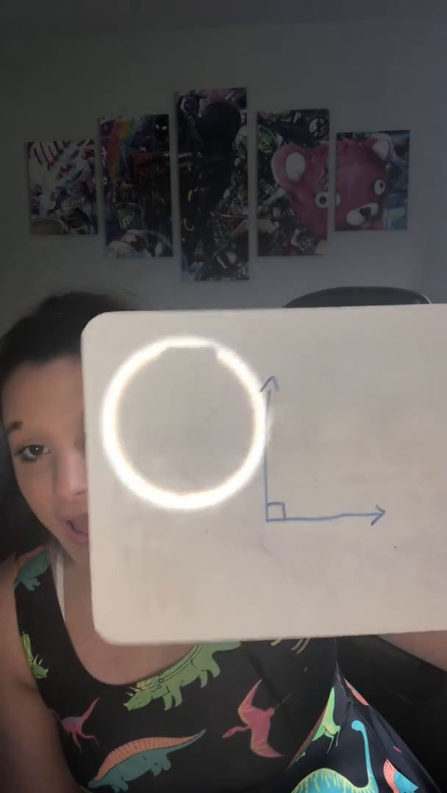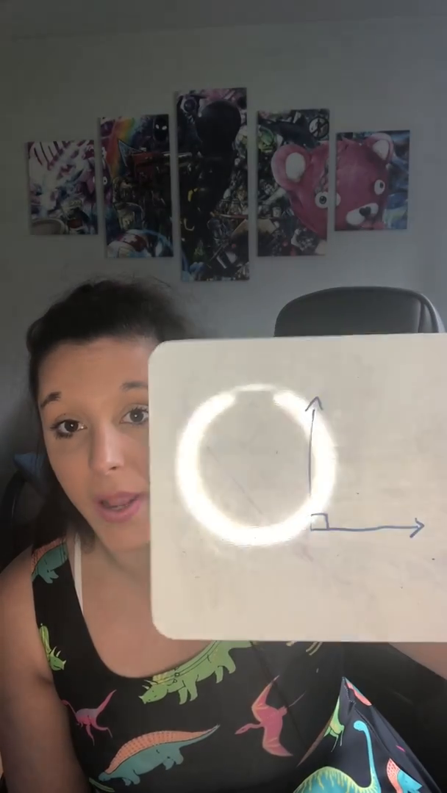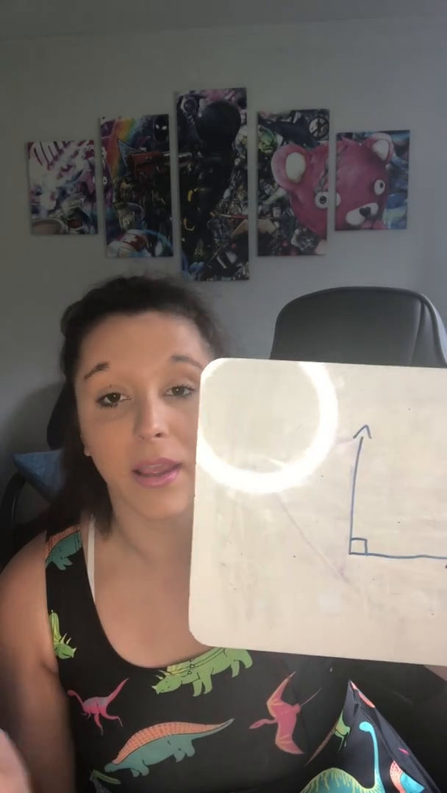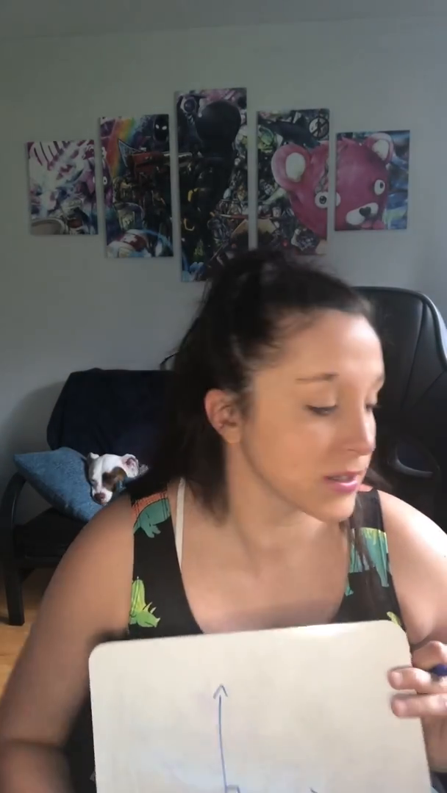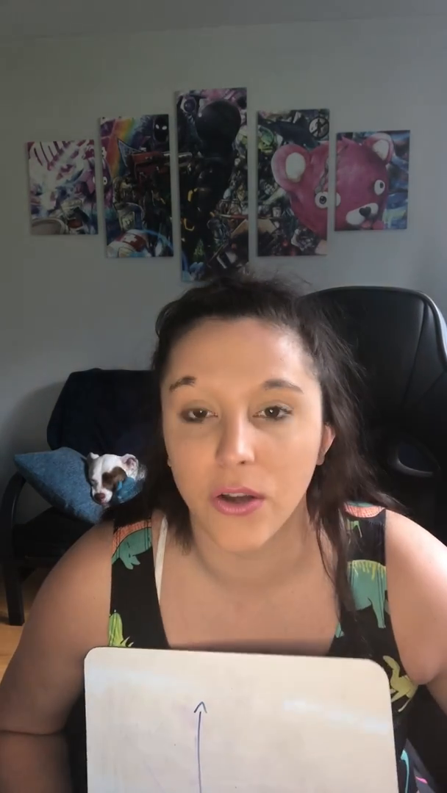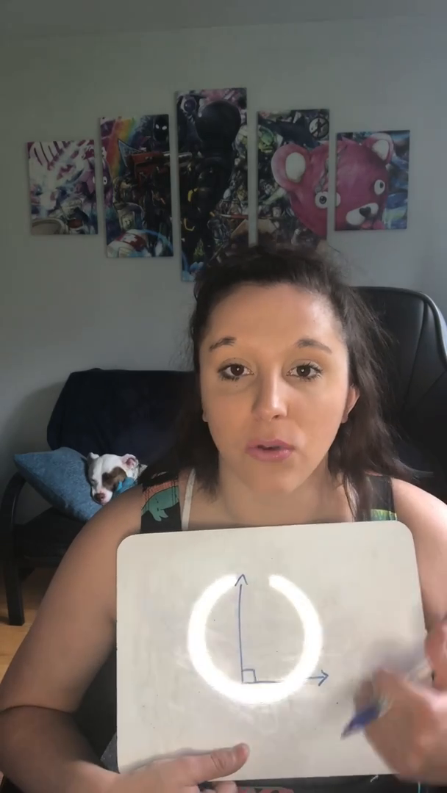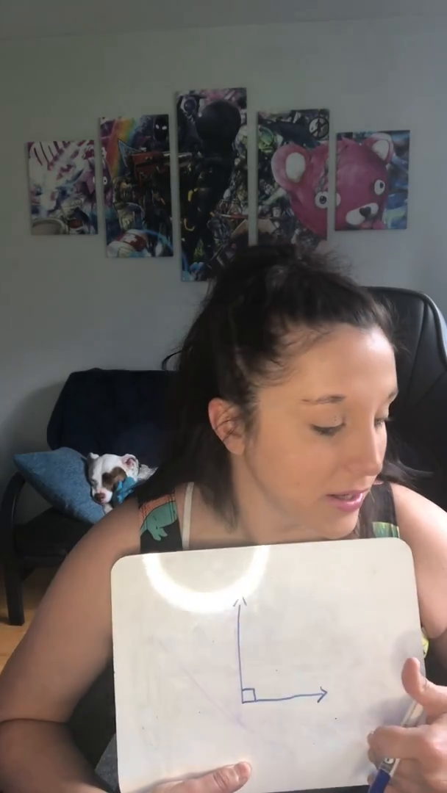This is the only way to get a right angle, is to have 90 degrees. Other than that, it could be 91 degrees and it's obtuse. It's bigger than 90 degrees. Smaller than 90 degrees, 89 degrees, acute angle. So it can only be a right angle if it is a perfect 90 degrees.